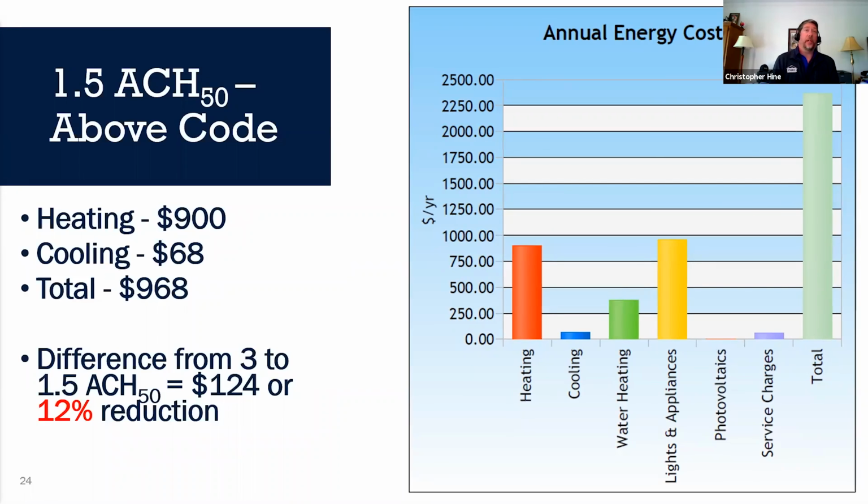And I wanted to throw this one in. This is going to 1.5 ACH. That's above code, right? I can't see anywhere on the horizon of us going that prescriptively, but above code, heating at $900, cooling at $68, a grand total of conditioning that space of just over 3,200 square feet. That's a difference from 3 to 1.5 of $124 annually, or a 12% reduction, right?